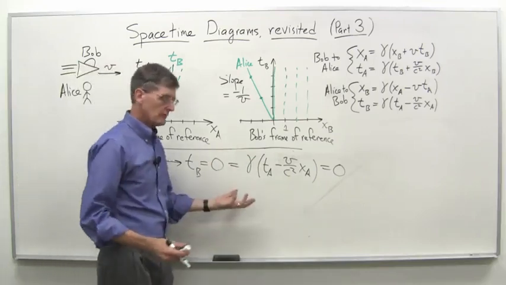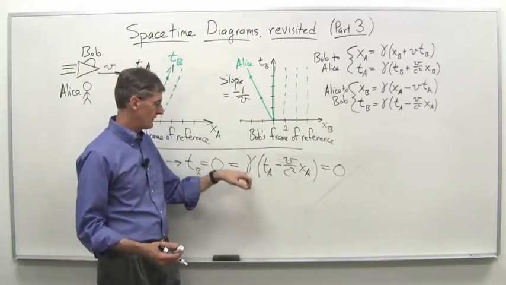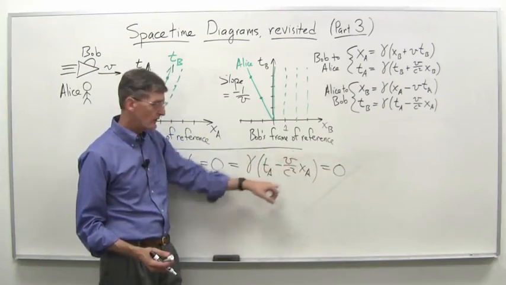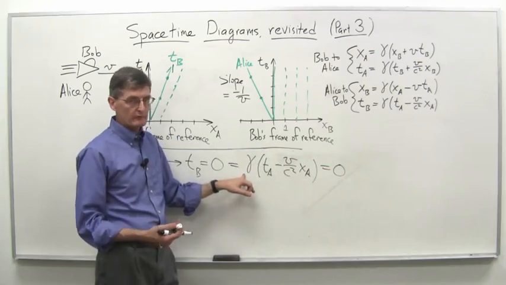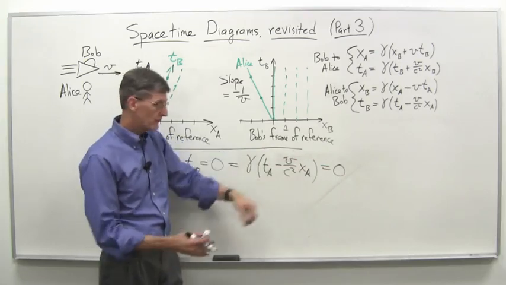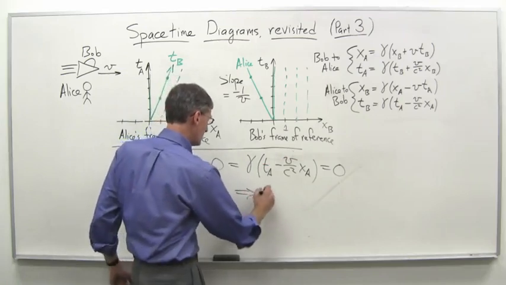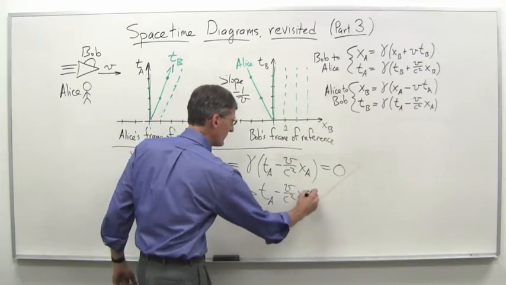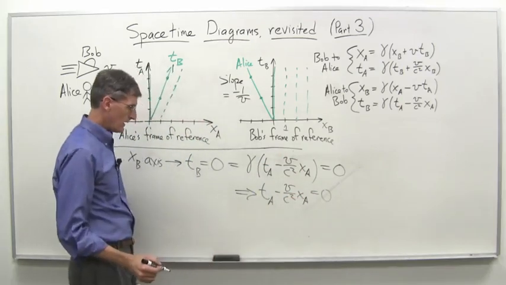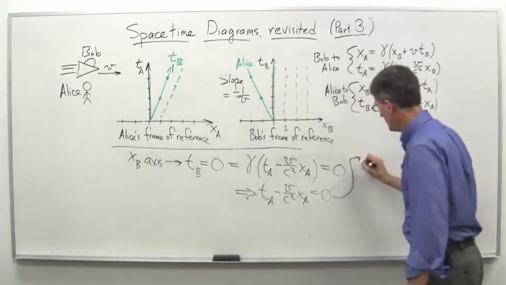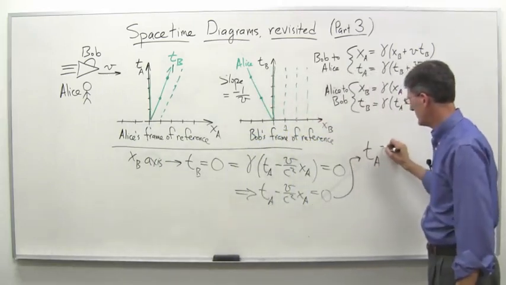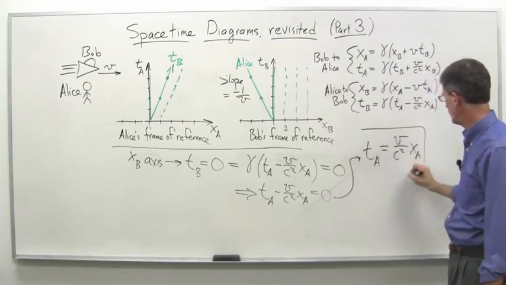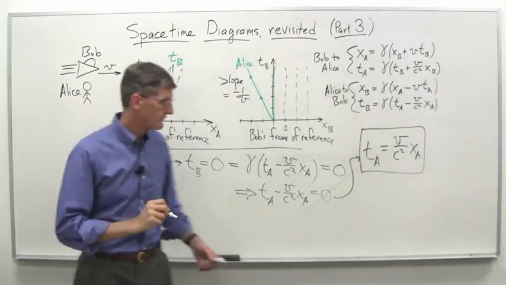In fact, we won't multiply it out this time because we should be able to see that if I've got something times something equals 0, that means either this is 0 or this something is 0. Clearly, gamma is not 0. It's greater than or equal to 1. That means this must be equal to 0. So this implies that ta minus v over c squared xa equals 0. And from that, we get ta equals v over c squared xa. And that is our result for it.